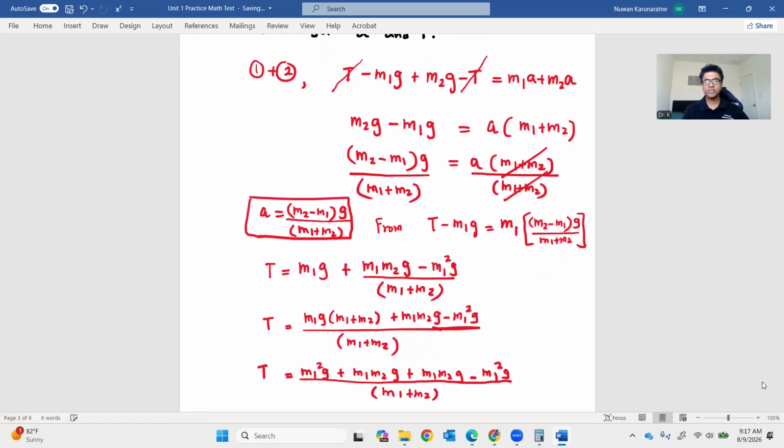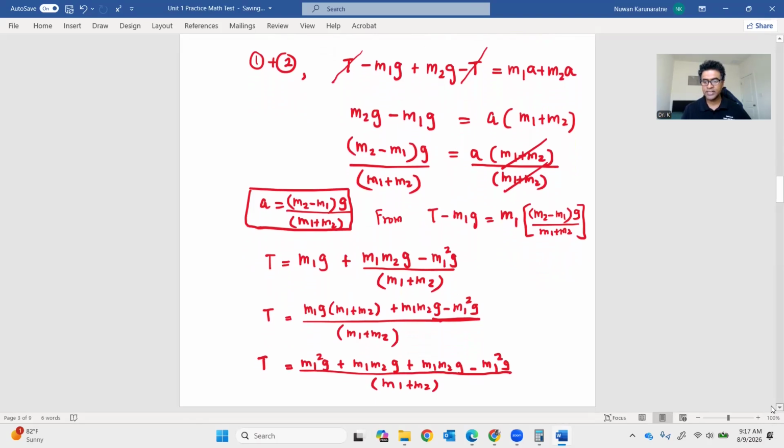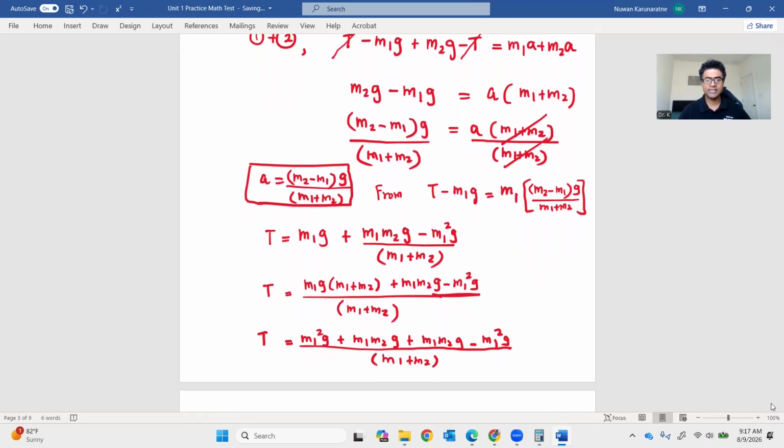Okay, now can you see in the numerator, the first term and the last term, they cancel out. Look, these two cancel out. And then look at the second and the third term, they are identical. So it's like x plus x, 2x, right? So I can write this as 2m1 m2g divided by m1 plus m2.